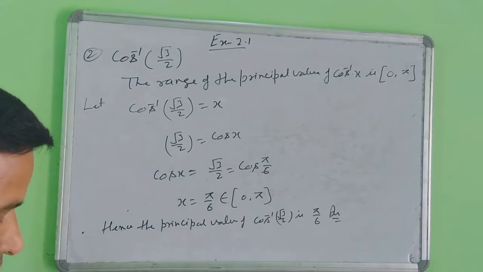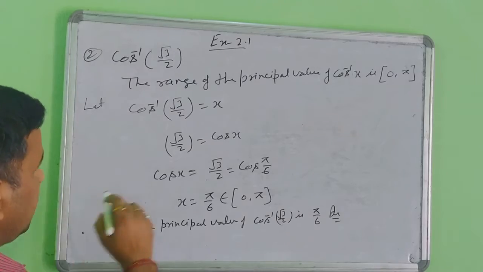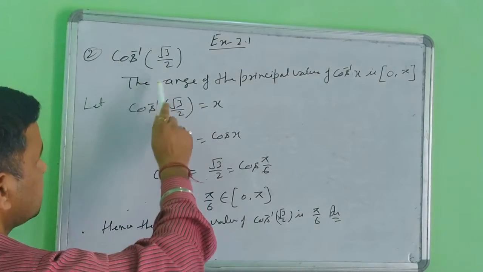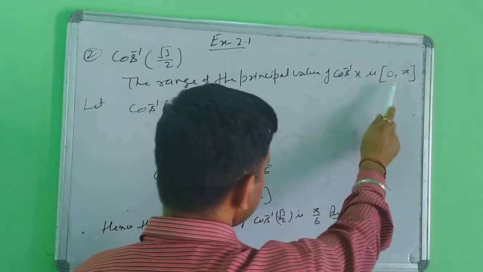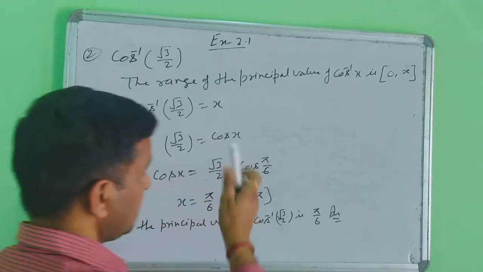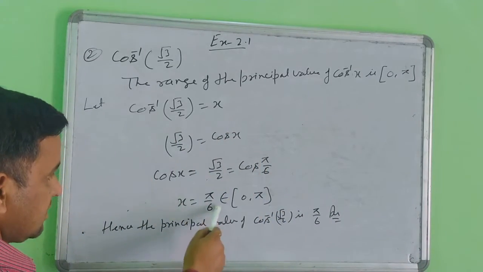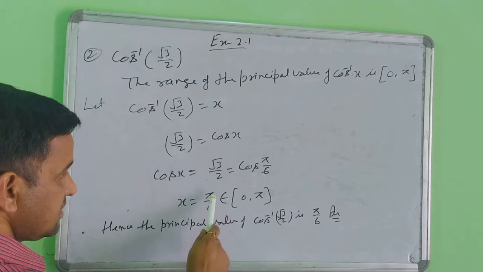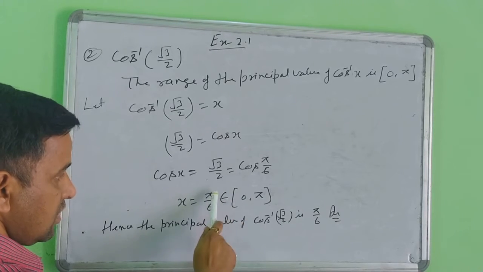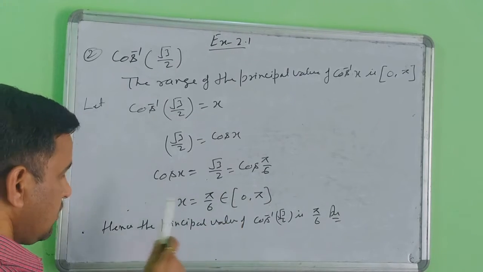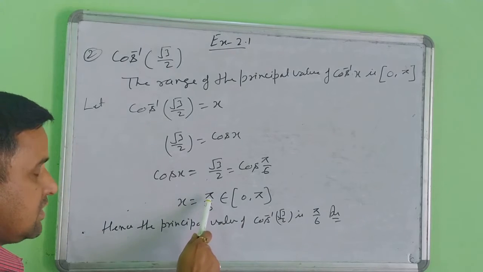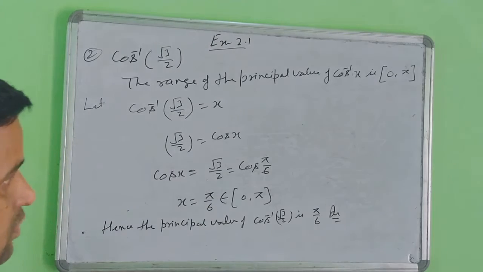Every time you will write the answer in this form. First, for cos inverse x, every time you write the range of the principal value. So your answer comes here, pi by 6. So now check whether this answer belongs to this range or not. Suppose it is out of the range, then your answer is wrong. Suppose this answer belongs to this range, then your answer is correct. Yes, note down the next question.